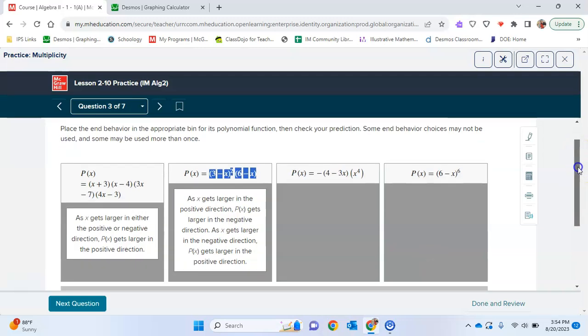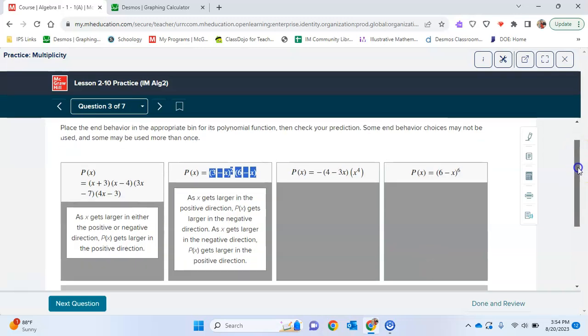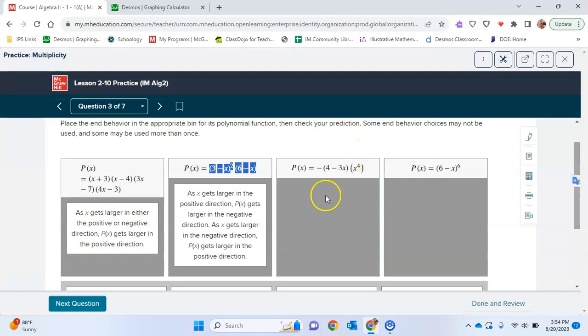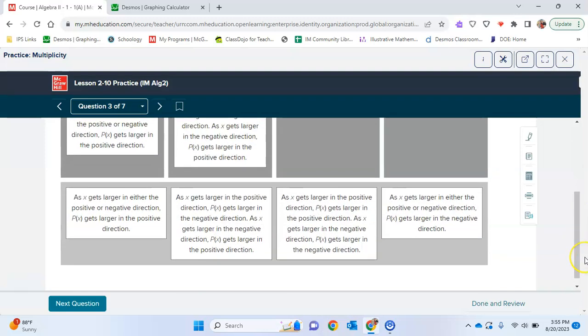P of x equals negative times 4 minus 3x times x to the 4th power. All right, so the negative times the negative 3x is 3x. 3x times x to the 4th is 3x to the 5th power. It is odd. That means one hand up, one hand down. Because it's positive this time, that means the right hand is up. As x gets larger in the positive direction, p of x gets larger in the positive direction, right hand up. As x gets larger in the negative direction, p of x gets larger in the negative direction, left hand down.